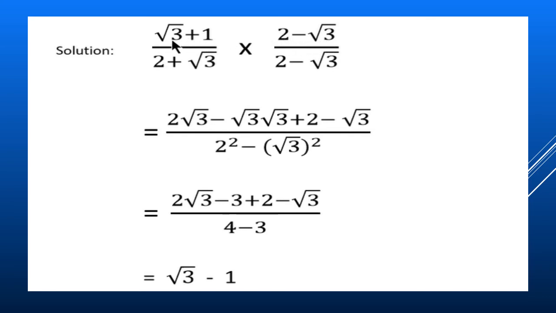The first term here multiplied by the first term here, so we get 2 root 3. The first term here multiplied by the second term here, we get negative root 3 times root 3. Then multiplying the second term, 1 with 2, we get positive 2 here. And multiplying the second term with the second term, we get 1 multiplied by negative root 3 is negative root 3. Next, multiplying the denominator with the denominator, we are multiplying the conjugates.